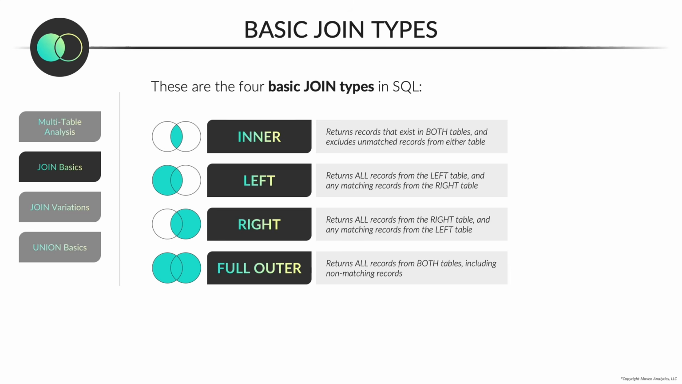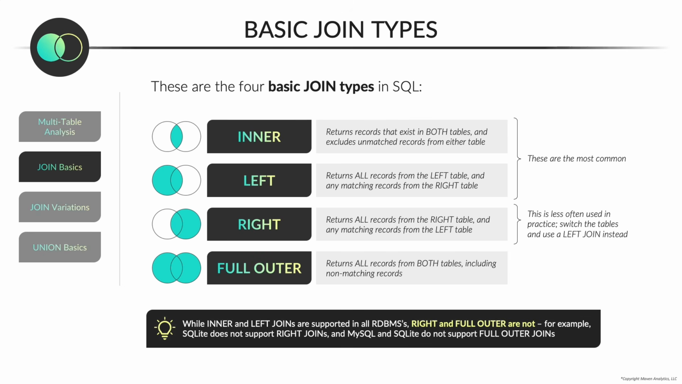Now, even though there are 4 basic join types, some are used much more often than others. For example, inner and left joins are the most common. This is what you'll see in a lot of SQL code. Right joins are less common. What often happens with this is people will switch the order of their tables and then use a left join instead. And then finally, some of these joins are actually not available in all tools.